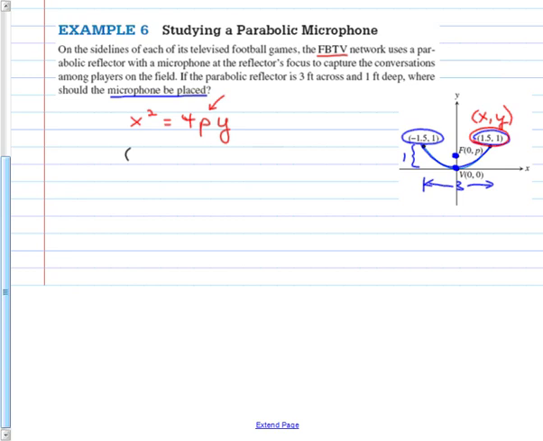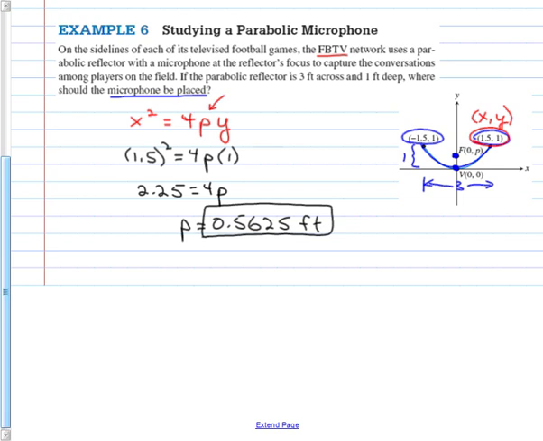So if x is 1.5, 1.5 quantity squared must equal 4p times y, which happens to be 1. 1.5 squared is 2.25 equals 4p, so divide by 4. p equals 0.5625. 0.5625 feet from that vertex point. That's where you should stick that microphone, and it'll be right at the focus. That's all they're saying there. And that's it for this first section. Pretty straightforward.